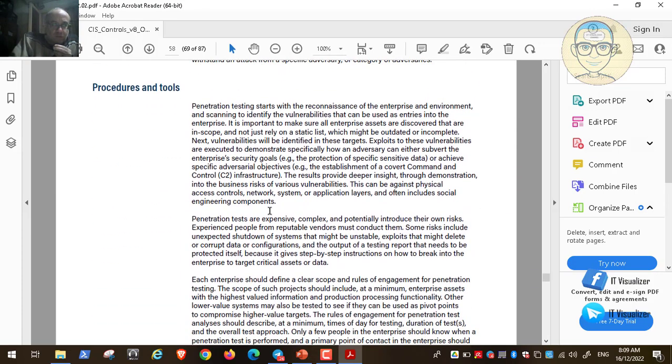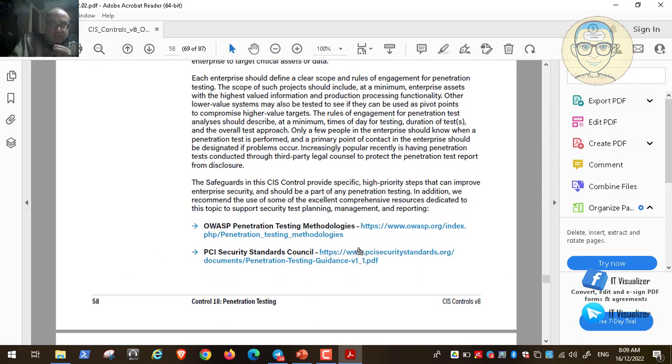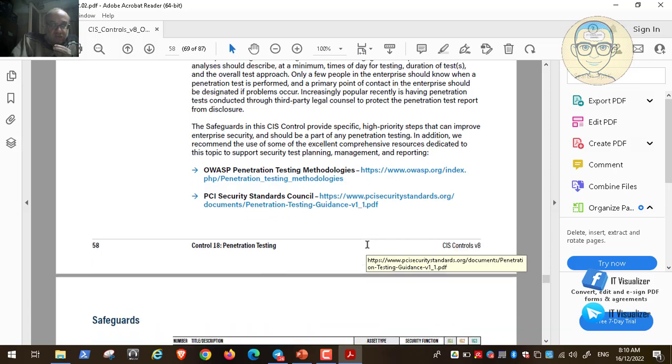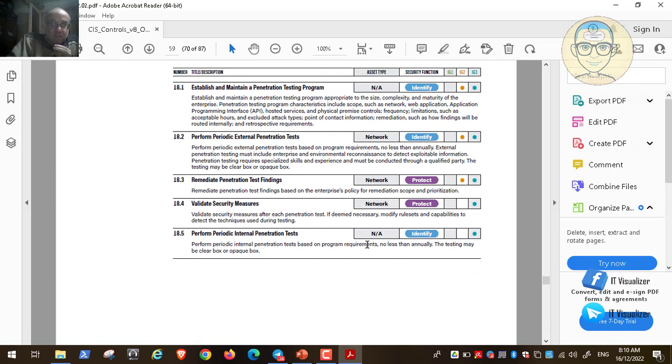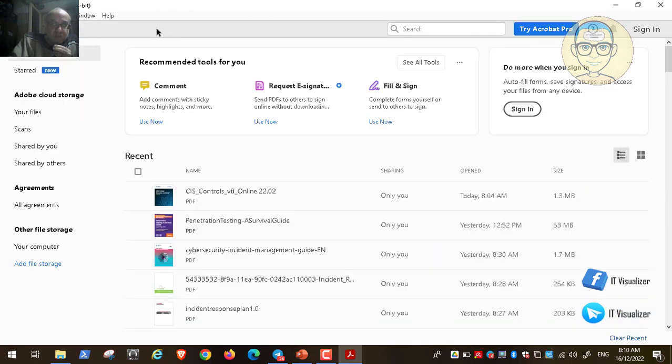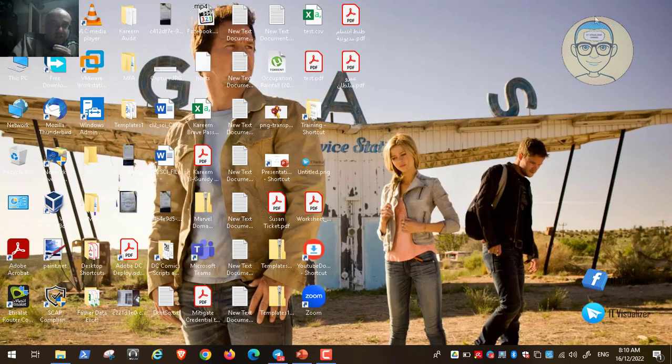So these are two PDFs on how you can conduct penetration testing, and again, take into consideration that you need to be specialized, or know exactly what you are doing, because they can corrupt some systems. So these are two PDFs. And there are some steps here that the CIS gives to conduct or schedule a penetration testing, even if you are not doing it and a third-party vendor will do it.